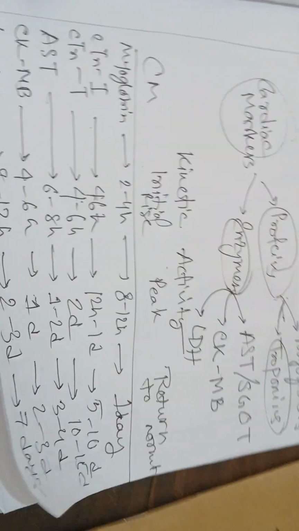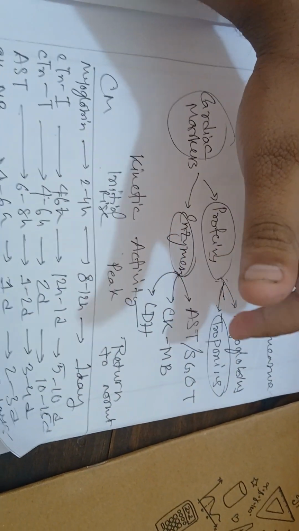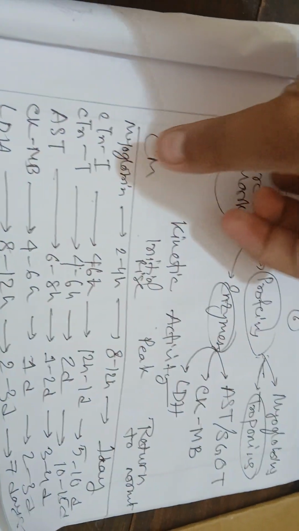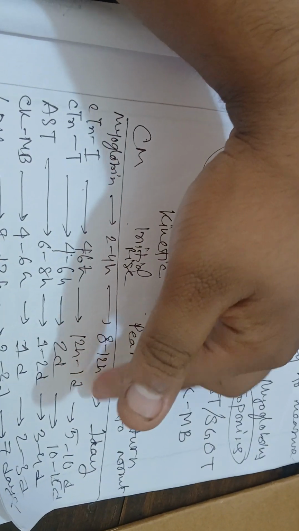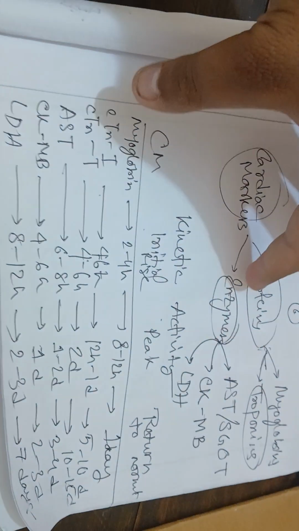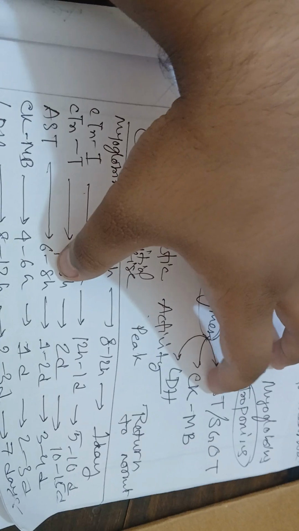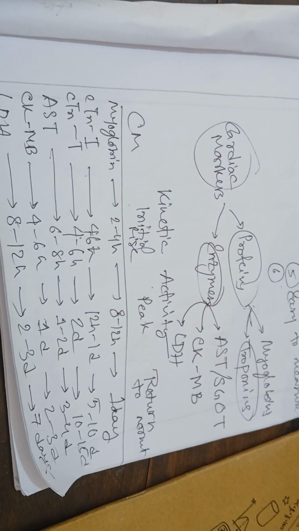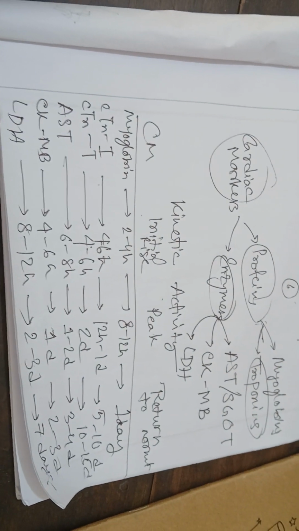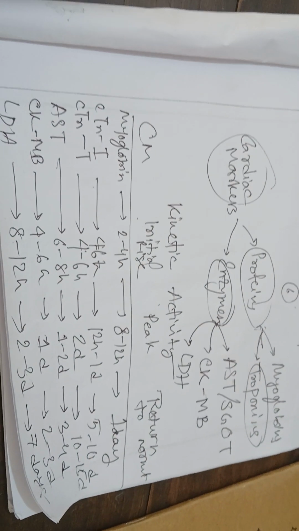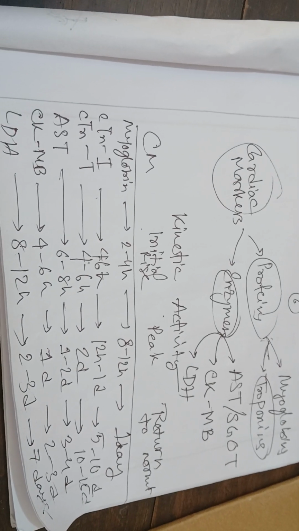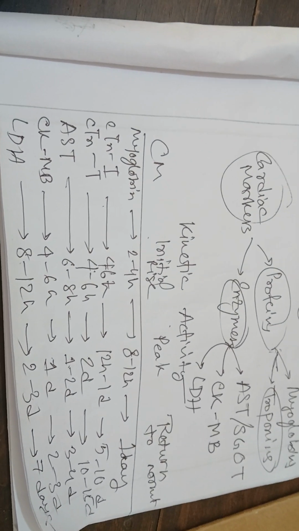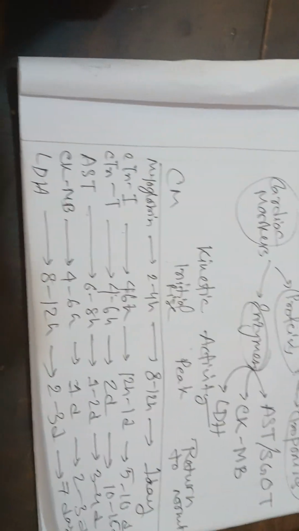Kinetic activity. This is the kinetic activity. Myoglobin, initial rise 2 to 4 hours, peak 8 to 12 hours, return to normal after 1 day. Cardiotroponin I, 4 to 6 hours, 12 hours to 1 day, 5 to 10 days. Cardiotroponin T, initial rise 4 to 6 hours, peak 2 days, and the concentration returns to normal after 10 to 15 days. Aspartate aminotransferase or SGOT, initial rise seen after 6 to 8 hours, peak after 1 to 2 days, and return to normal after 3 to 4 days.